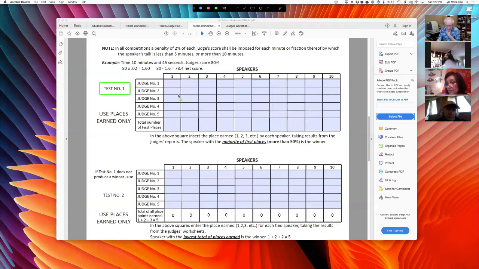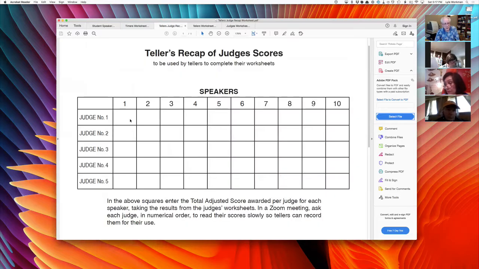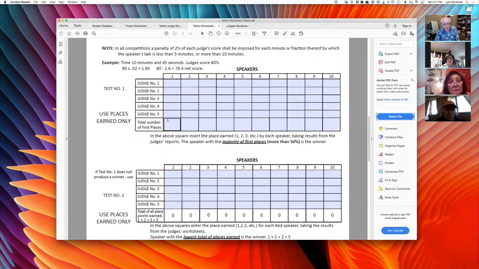Okay. And what happens is the teller is using the judges' scores from the other sheet to determine who is first, second, and third for each judge, and enters the first, second, or third place in each of these places for each contestant. And down here, they would enter the total number of first places. So if speaker number 1 received 2 first places, he would have a 2 placed here.